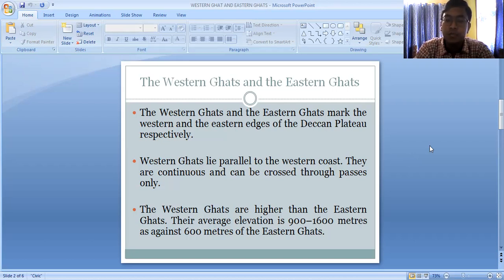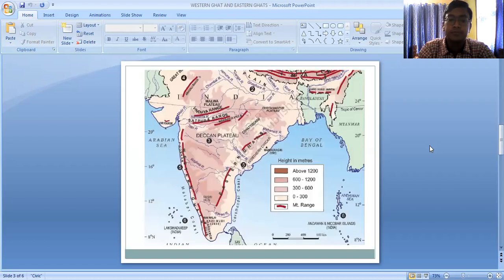And this is why the rivers which originate in the Deccan Plateau region flow from the west towards the east and drain into the Bay of Bengal. Here you can see on the map that this is the Deccan Plateau. This is the central part of India where the Deccan Plateau is mainly found.